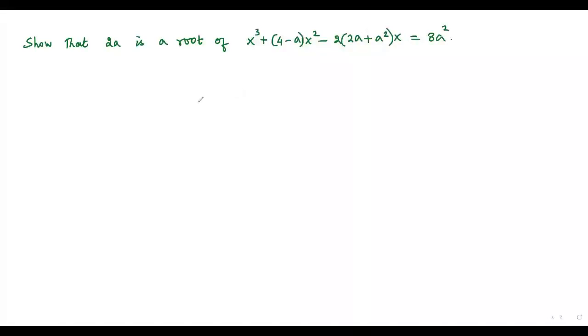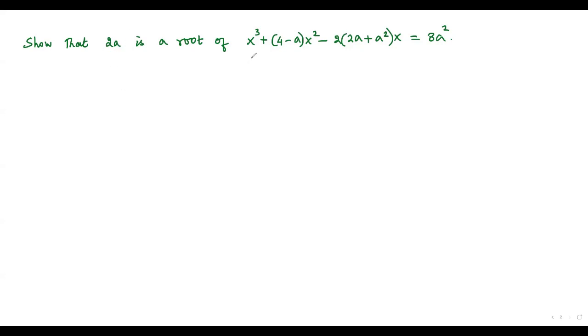Here we have a problem in algebra 2: show that 2a is a root of this cubic equation, x³ + (4 − a)x² − 2(2a + a²)x = 8a². Okay, so we have to prove that 2a is one of the roots of this cubic equation.